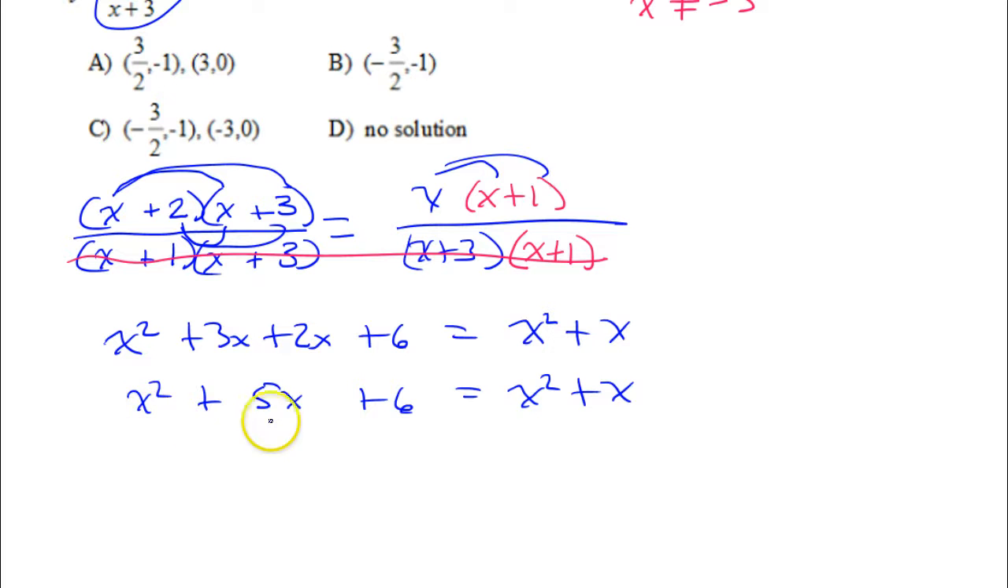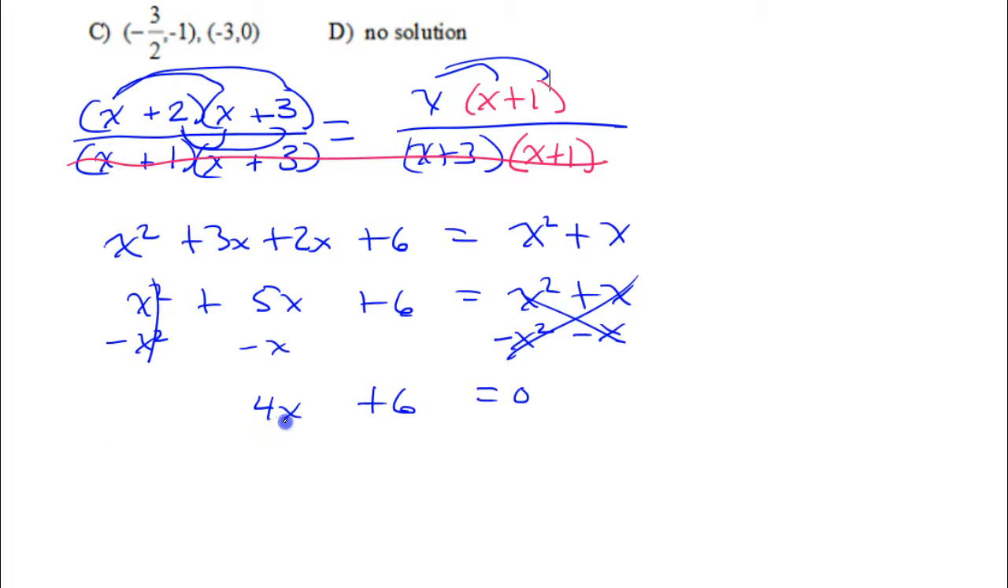Anytime I have x squared and x, I'm going to get 0 on one side. So that's my goal. So I'm going to go ahead and subtract x squared from both sides. And I'm going to subtract x from both sides. So this is unusual. It happens to cancel out perfectly. So this is gone. So combining these, I have 4x plus 6 equals 0.